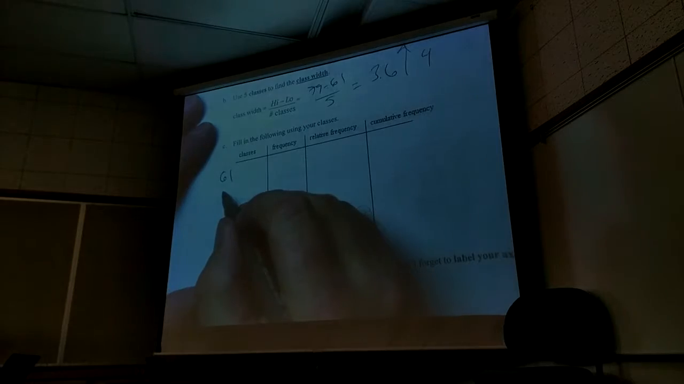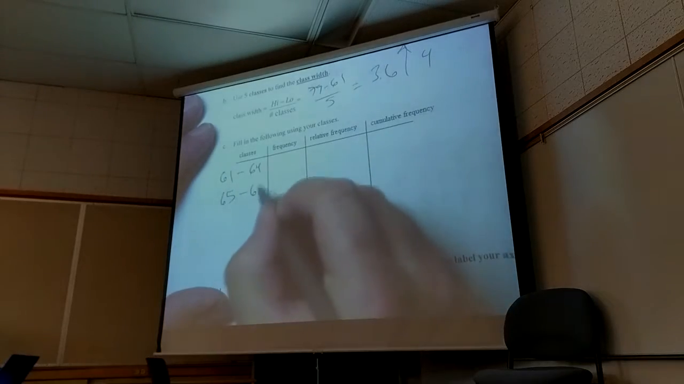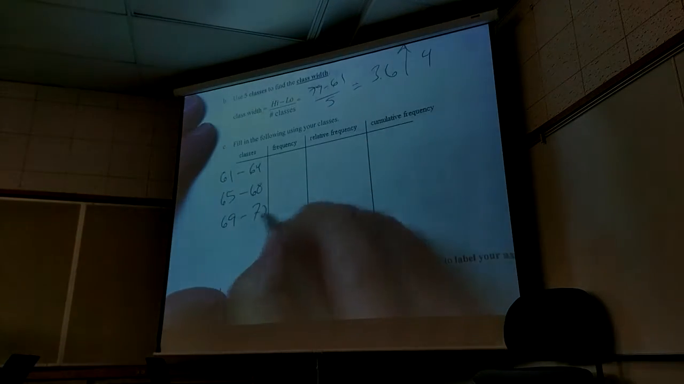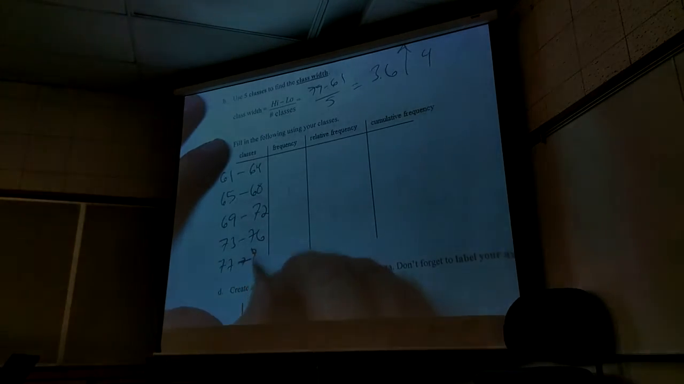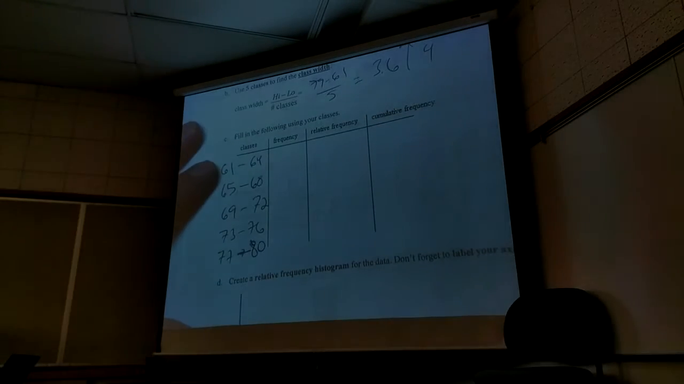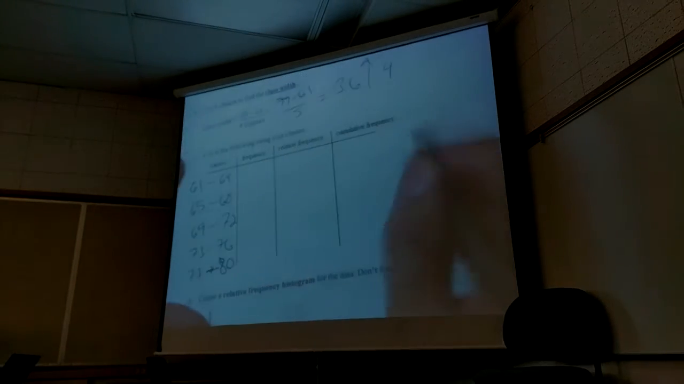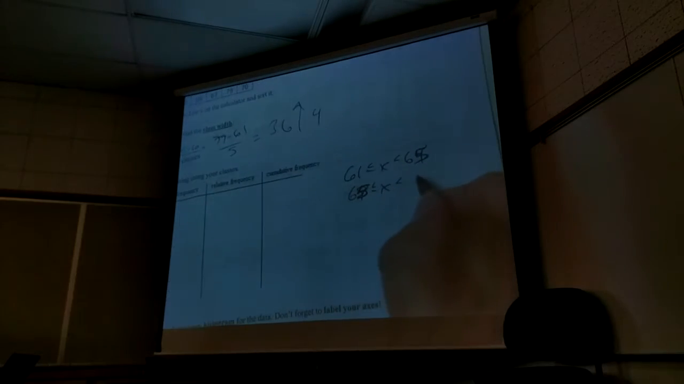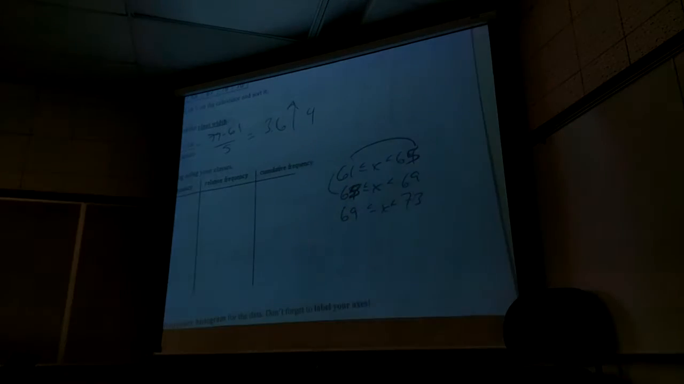Where's the next class got to start? 65, which means this goes up to, and then you just keep adding 4. I could just write. Life would be so much easier. So if you did it the inequality way, this would be 61 less than or equal to x less than 65, sorry, 65 less than or equal to x less than 69. Okay. So you can see the 4 this way and you can see the 4 that way.